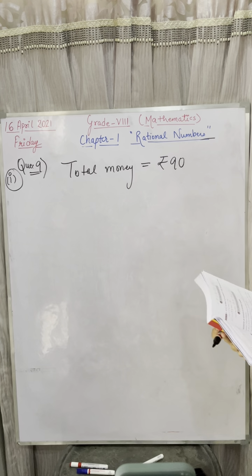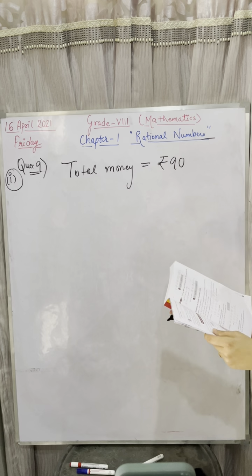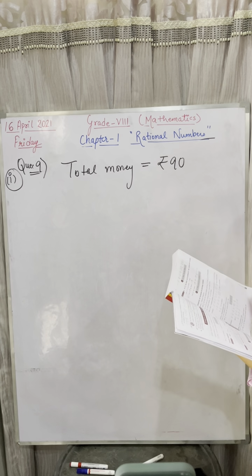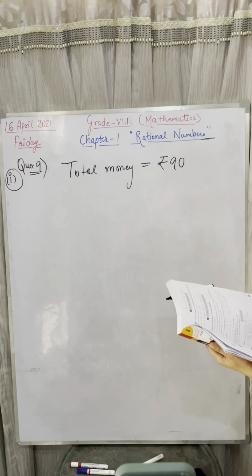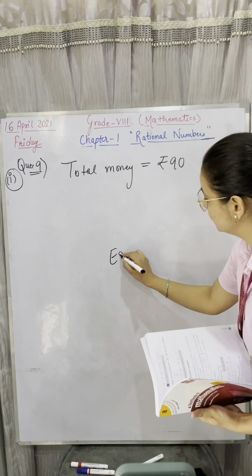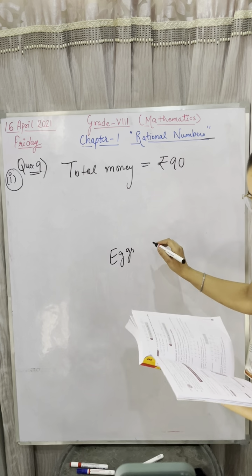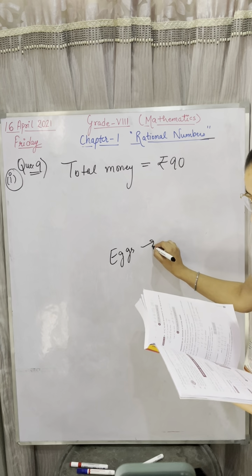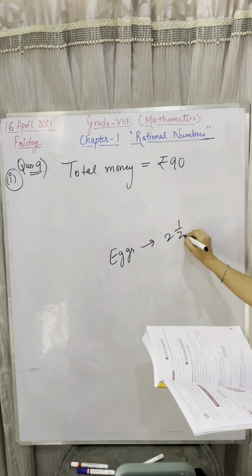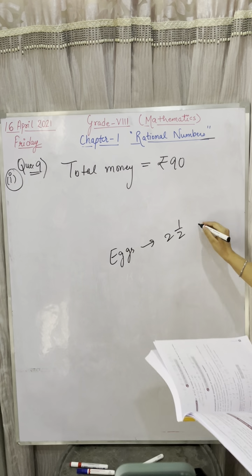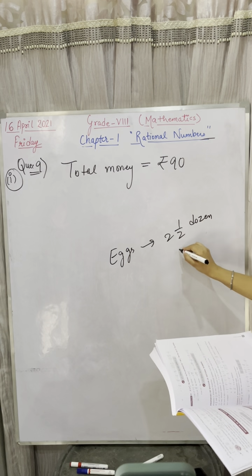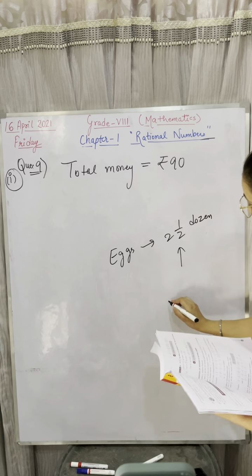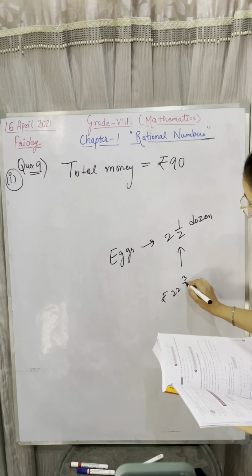Now he bought 2.5 dozen eggs at 22 3/4 per dozen. See, he has purchased eggs. How many dozen has he purchased? That is 2 1/2, 2.5 dozen eggs, and he has given money rupees 22 3/4.